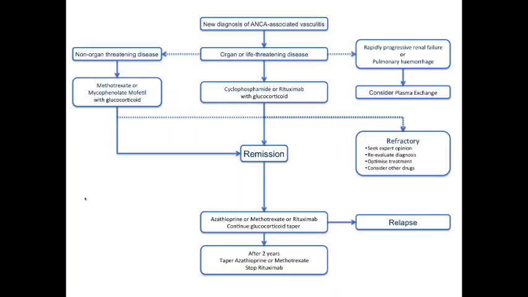There are a few patients who are refractory to conventional treatment, and those are patients in whom expert opinion should be sought. Care should be taken to reevaluate the diagnosis. Is it actually right? Is one treating the right condition? Consideration would be given to optimizing treatment, as in has the patient had an optimum regime of cyclophosphamide, rituximab, and steroids, and consideration should be given to alternative treatments. So that algorithm summarizes much of what I've said over the last few minutes.